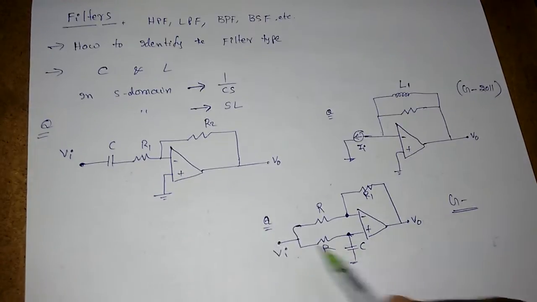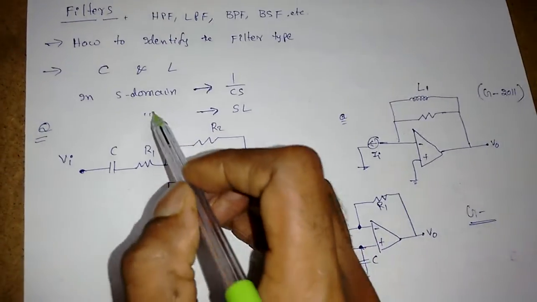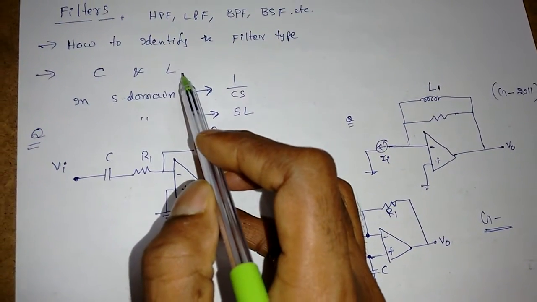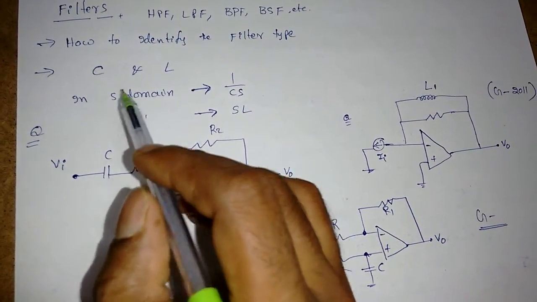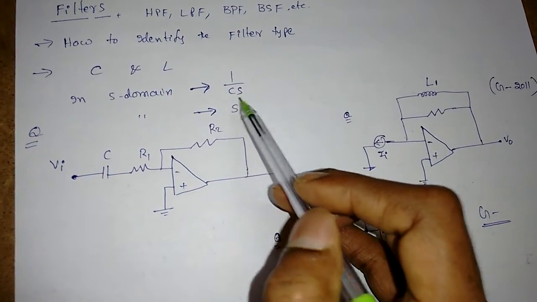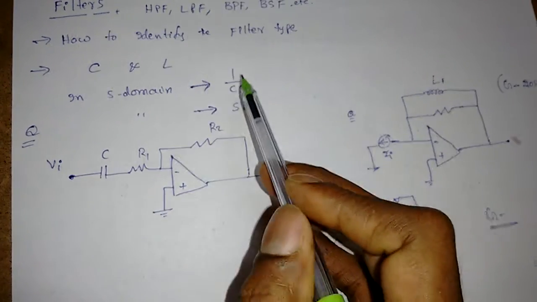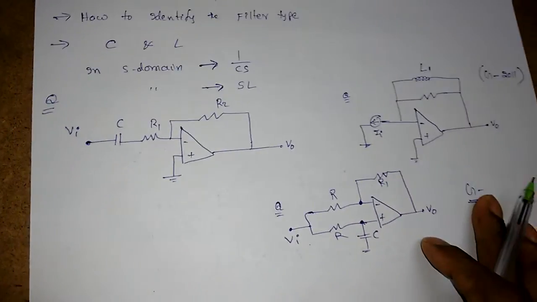Before starting with these questions, we need to know how the capacitor and inductor behave in the S domain, or what the equivalent impedance is in the S domain. C can be replaced by 1 by Cs, and the inductor is replaced by S into L. Once we know this, it's easy to identify which filter type.